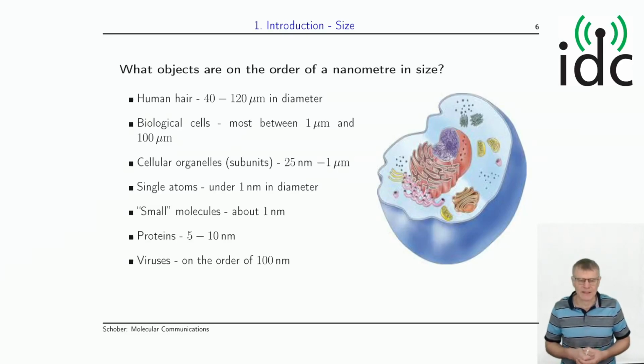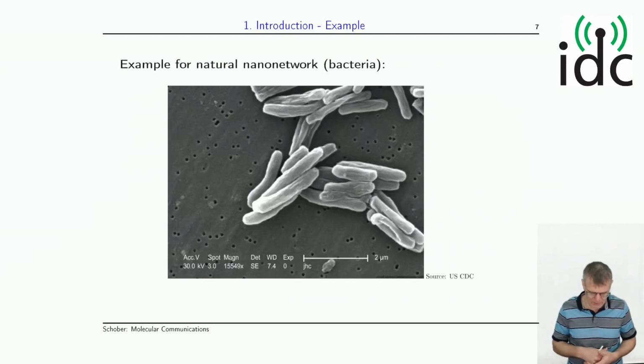Now, single atoms typically have sizes under 1 nanometer. And small molecules, such as oxygen, have sizes of about 1 nanometer. Proteins, which are macromolecules that are prevalent in biological systems, have sizes on the order of 5 to 10 nanometer. And viruses, which I'm sure you have heard about a lot over the last year, have sizes on the order of 100 nanometer. So this just gives you a perspective of size in the context of biological systems as they are also relevant to molecular communications.